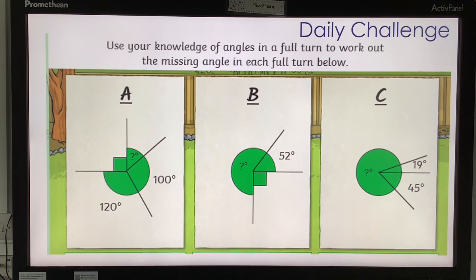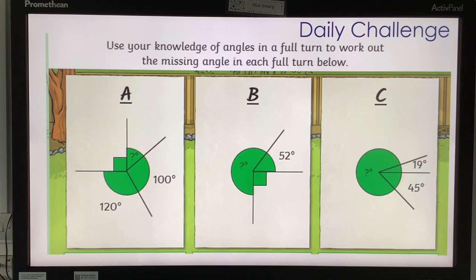Now, I'd like to pause the video and have a go. Today's video is going to work slightly differently. There'll be a daily challenge, then I'll go through the answers, and then there might be a bit more input, and then another daily challenge. So just bear with me. So I'd like you to pause the video now and have a go at working out the missing angles. Use all your knowledge that I've just told you and see if you can work out what the missing angles are worth.